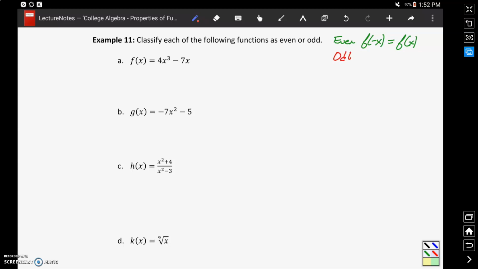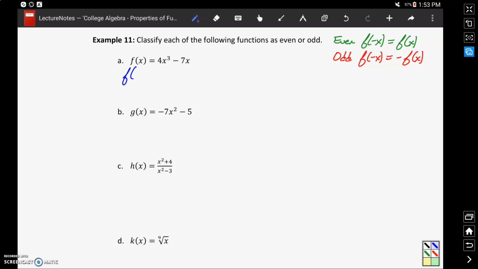A function is considered to be odd if we evaluate f of negative x, meaning we're evaluating exactly the same expression, but the result ends up giving us the opposite of the original function that we started off with. Keep in mind a function can be even, odd, or neither. So if those two properties don't apply, then our function would simply just not be even or odd.